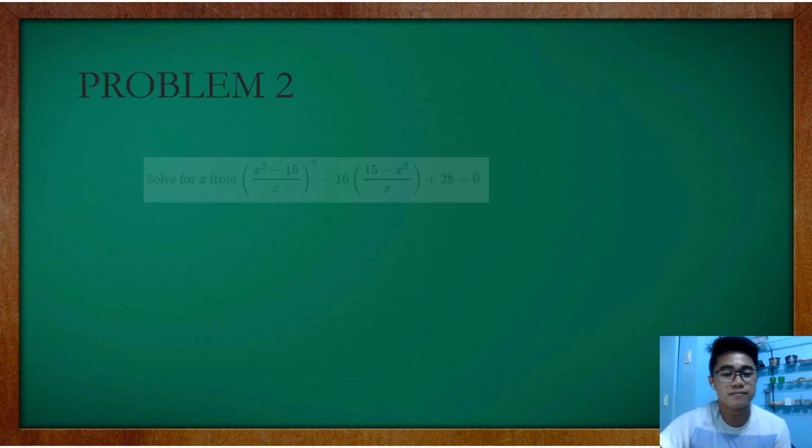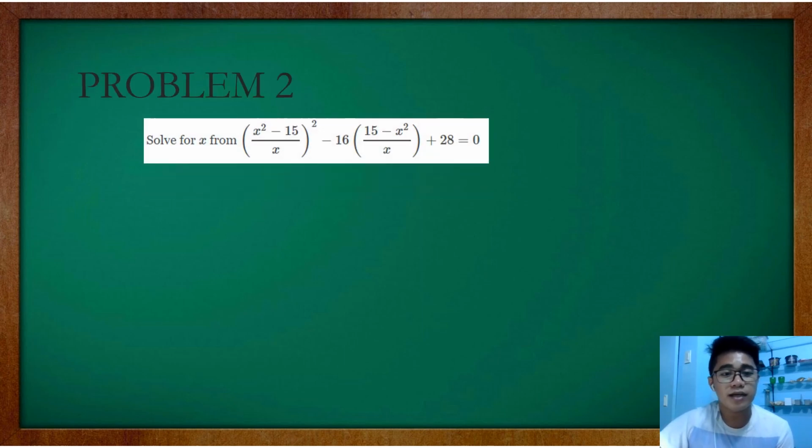Okay? Our next problem is solve for x from x squared minus 15 over x, tapos, naka-raise pa talaga siya to the power of 2 minus 16 quantity, 15 minus x squared all over x plus 28 is equals to 0. Okay, so this is basically laro, no, between exponents. Kasi naka-exponent siya.